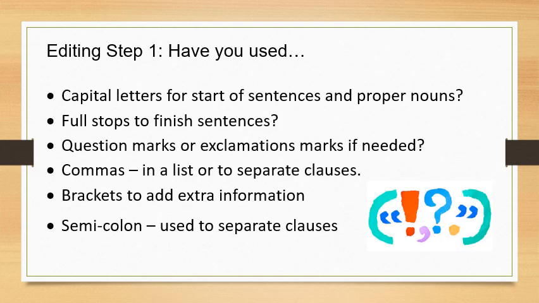So we're going to do some editing steps today, and we are going to be going through a bit by bit all of the things that we need to look for in our writing in order to make it better. So the first thing we're going to do is look at punctuation. So you need to ask yourself, have I used capital letters for starts of sentences and proper nouns, full stops to finish my sentences, question marks or exclamation marks if needed, commas in a list or to separate clauses, brackets to add extra information, and semicolons, which are used to separate clauses. Alongside that, we also needed to include ellipses in our writing as well.